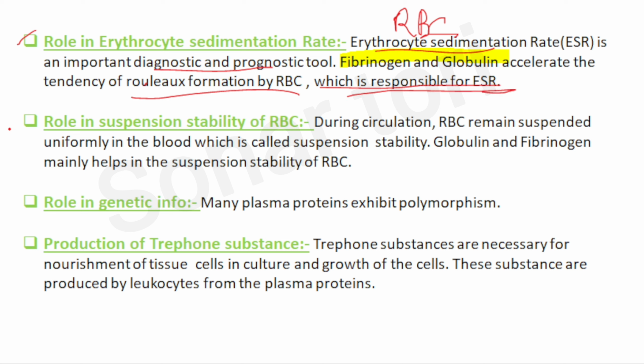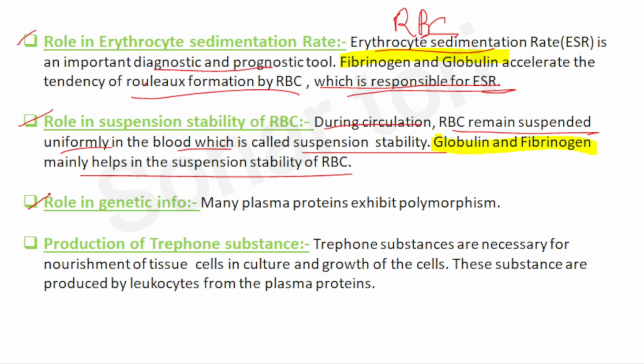Then the role in suspension stability of RBC. During circulation, RBC remains suspended uniformly in the blood, which is called suspension stability. And after the suspension, the Rouleaux formation of the RBC occurs. Globulin and fibrinogen mainly help in the suspension stability of the blood.